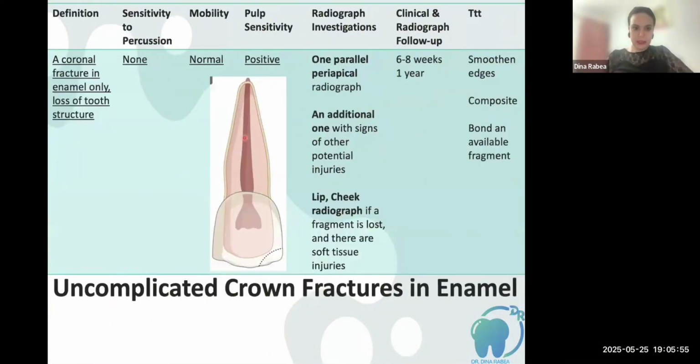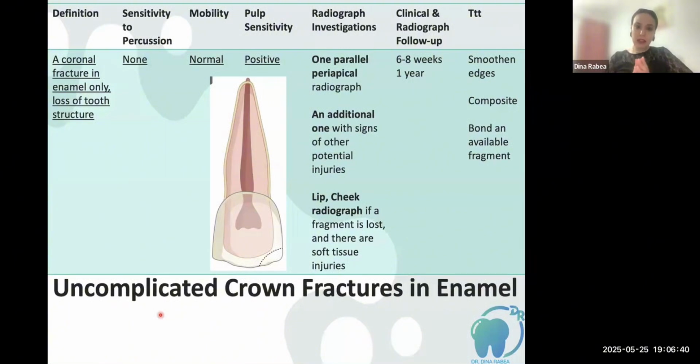Let's proceed with the second kind of fracture, which is the uncomplicated crown fracture in enamel. Uncomplicated crown fractures are fractures that do not involve the pulp. Again, as long as the periodontal ligament is spared, we do not have any sensitivity to percussion. Mobility is normal in this kind of fracture. The pulp sensitivity is positive, and for radiographic investigations, we would like to see one parallel periapical radiograph, and this is usually our baseline radiograph. And we can use additional ones, again, in the case of accompanying injuries or luxations.